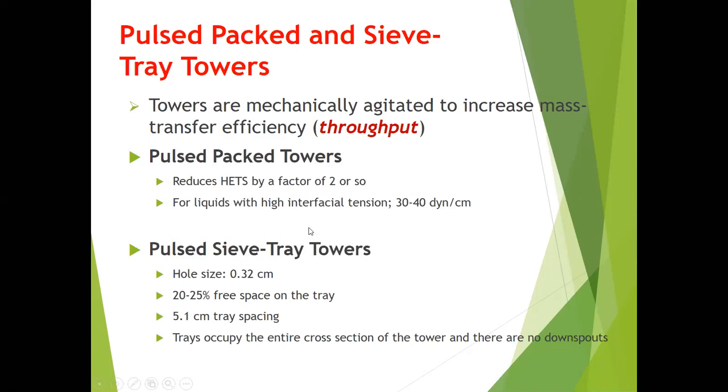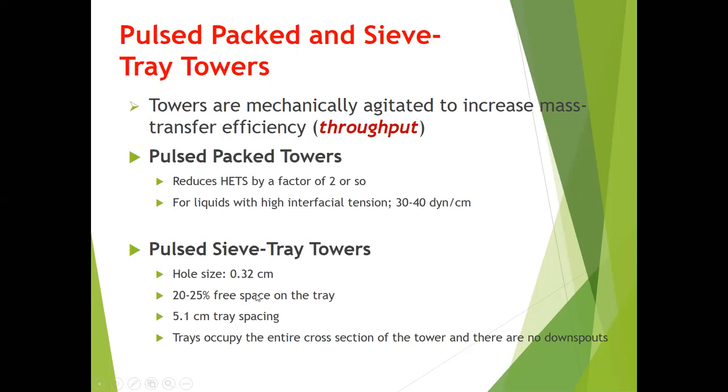For liquids with high interfacial tension, this is also suitable, and take note, the interfacial tension is already beyond the 25 that is specified for the design to address flooding. So this one is okay for 30 to 40 dyne per centimeter interfacial tension. So that refers to the pulsed packed tower. What about the sieve-tray towers, which are also pulsed? So those are all pulsed towers. One is packed, the other one is tray towers.